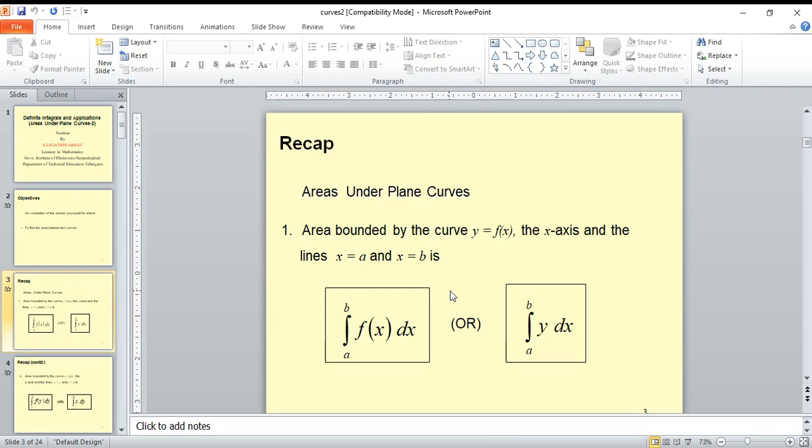Last class we discussed recap, areas under plane curves. First one: area bounded by the curve y equal to f of x, the x-axis and the lines x equal to a and x equal to b is integration a to b f of x dx, or integration a to b y dx.